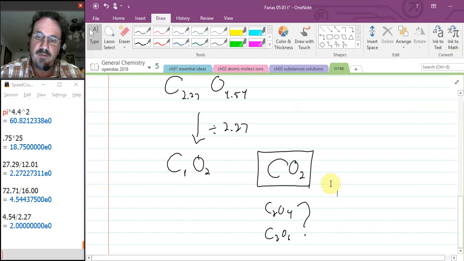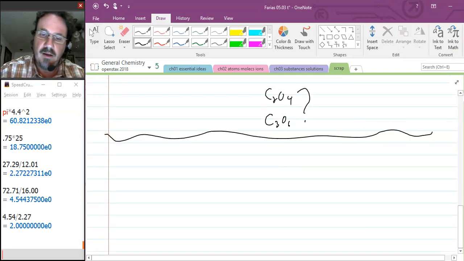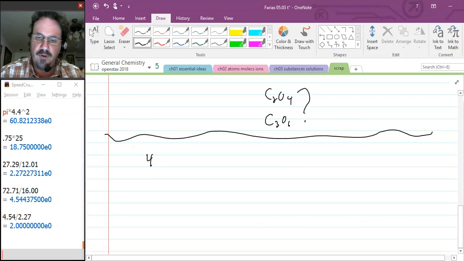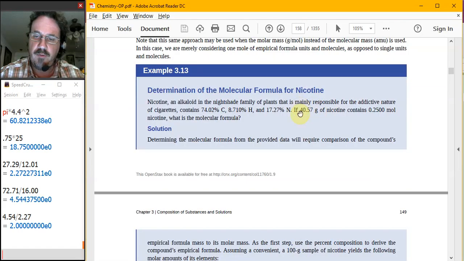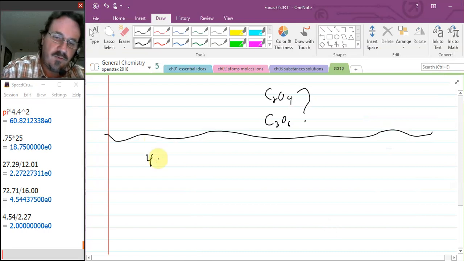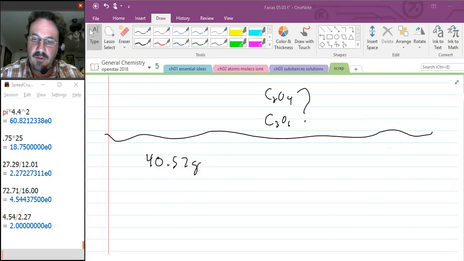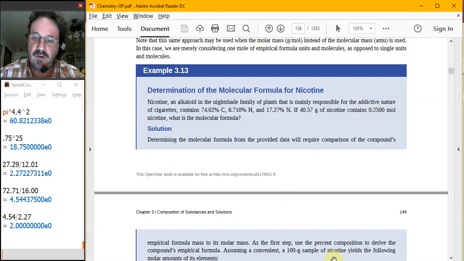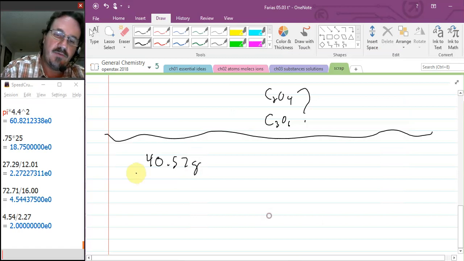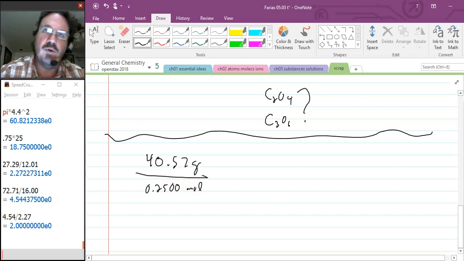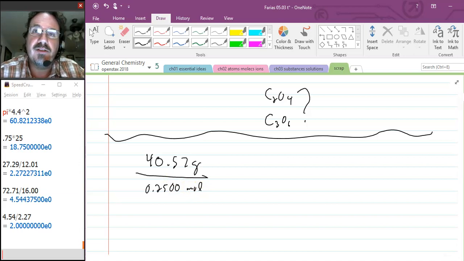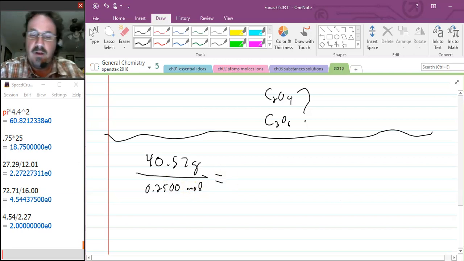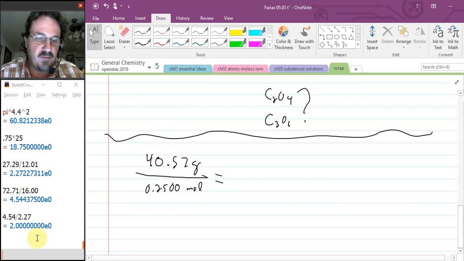Going back to my scrap paper, the sample weighed 40.57 grams, and they told me that in that sample there was 0.2500 moles. Now look at this. If I take that and divide it by 0.2500 moles, look at my units: grams per mole, which is exactly the units of the formula mass. So let's try that: 40.57 divided by 0.25.